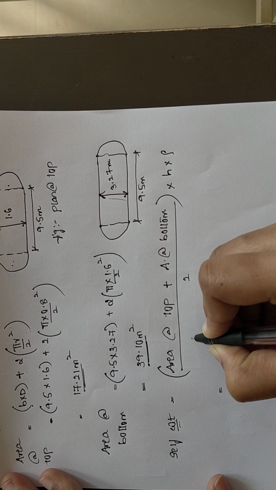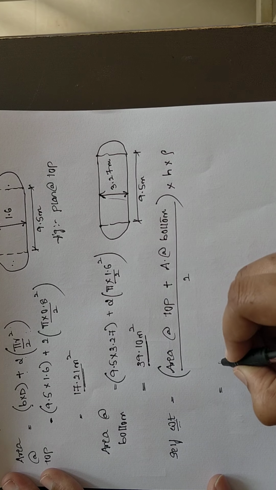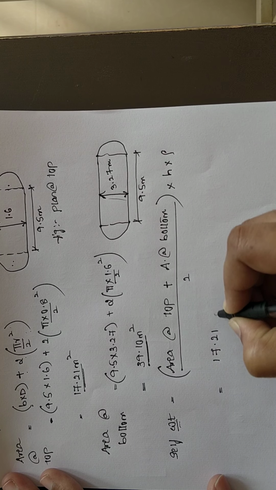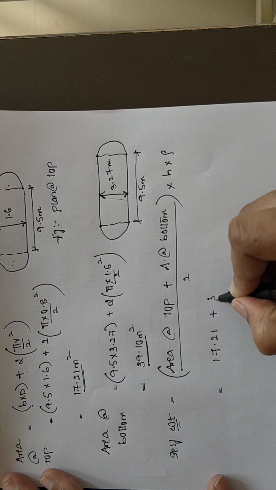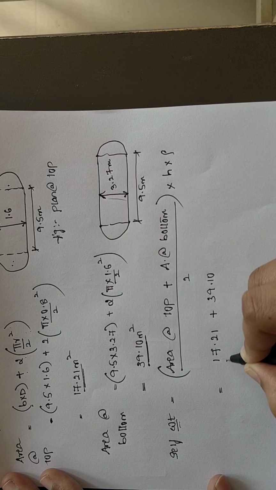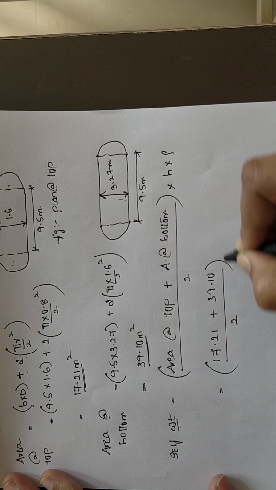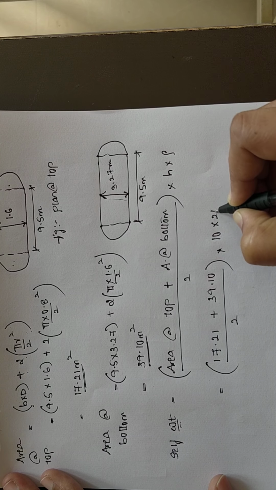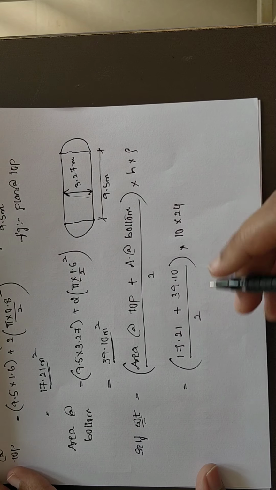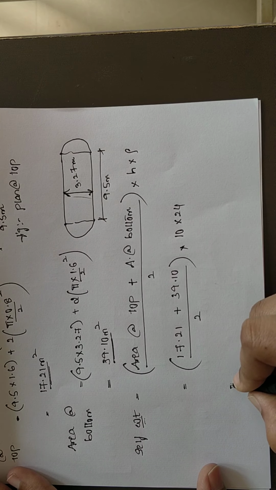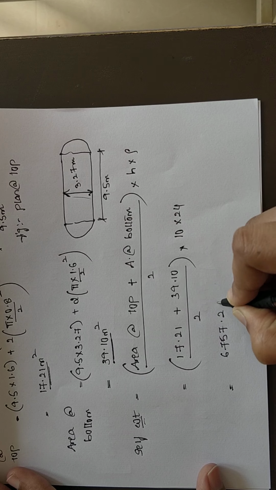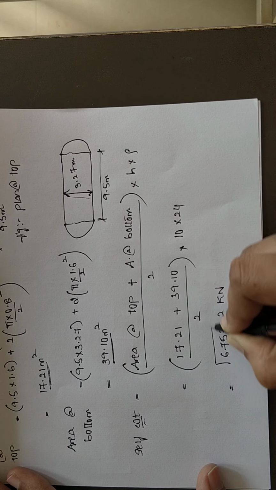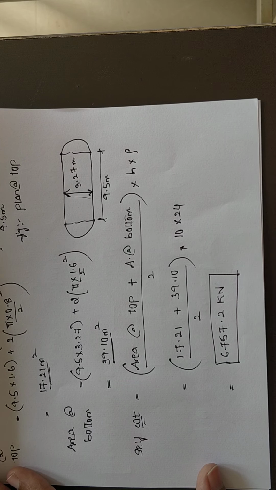Substitute the values. Area at the top you have calculated, that is 17.21, plus area at the bottom 39.10, divided by 2, into height of the pier, which is 10 meter. Take the density as 24. Then you will get the self weight of the pier as 6757.2 kilonewton. This is your self weight of the pier.